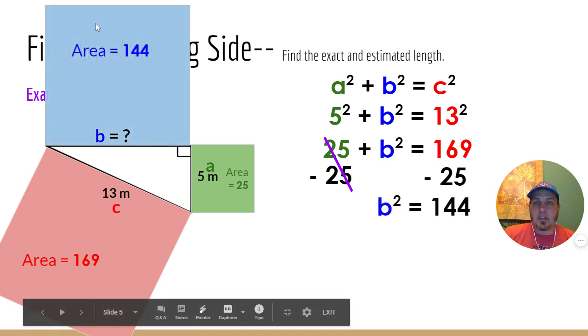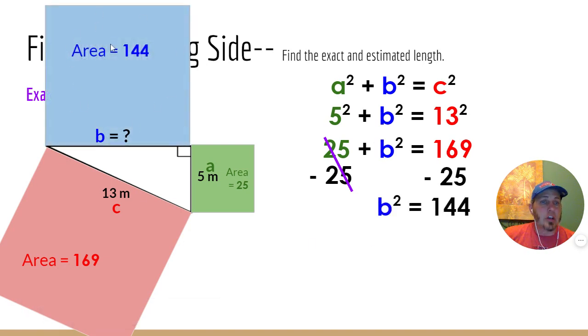And I would see that this big square has an area of 144 square units. That's not how long this side is. That's not how long this side is. So be careful with that. What do I do to find out how long this is?